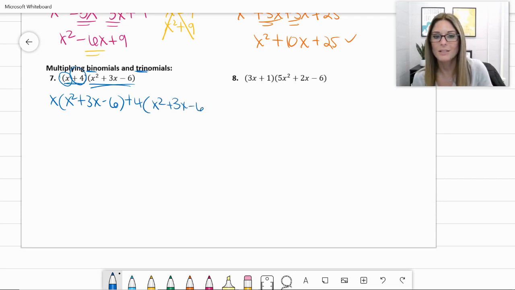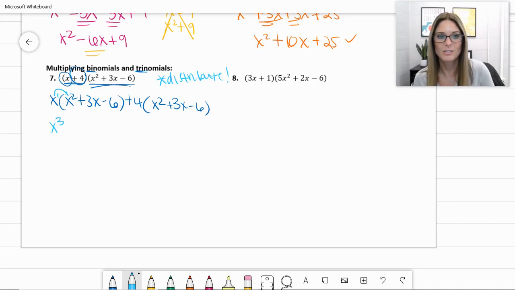You cannot use the FOIL acronym to multiply a binomial with a trinomial. You're going to miss out on some pieces. FOIL can only be used for 2 binomials. So we're just going to be distributing here. So let's multiply x times x squared. That's going to give me x cubed. X times 3x is going to give us 3x squared. X times negative 6 is negative 6x.